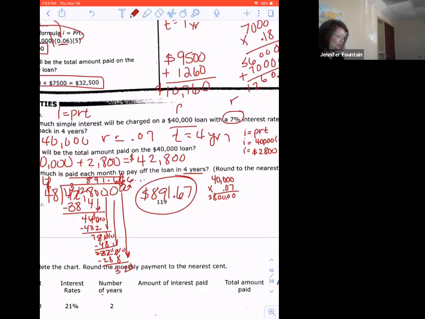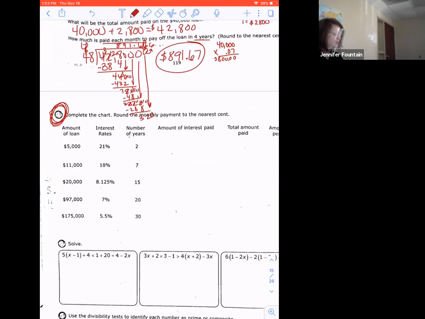All right, so in this section, amount of the loan times the interest rate times the number of years. So the first thing you're going to do is find the amount of interest paid. Then to find the total amount paid, we've got to add our loan amount plus the interest amount. And that gives me my total amount.